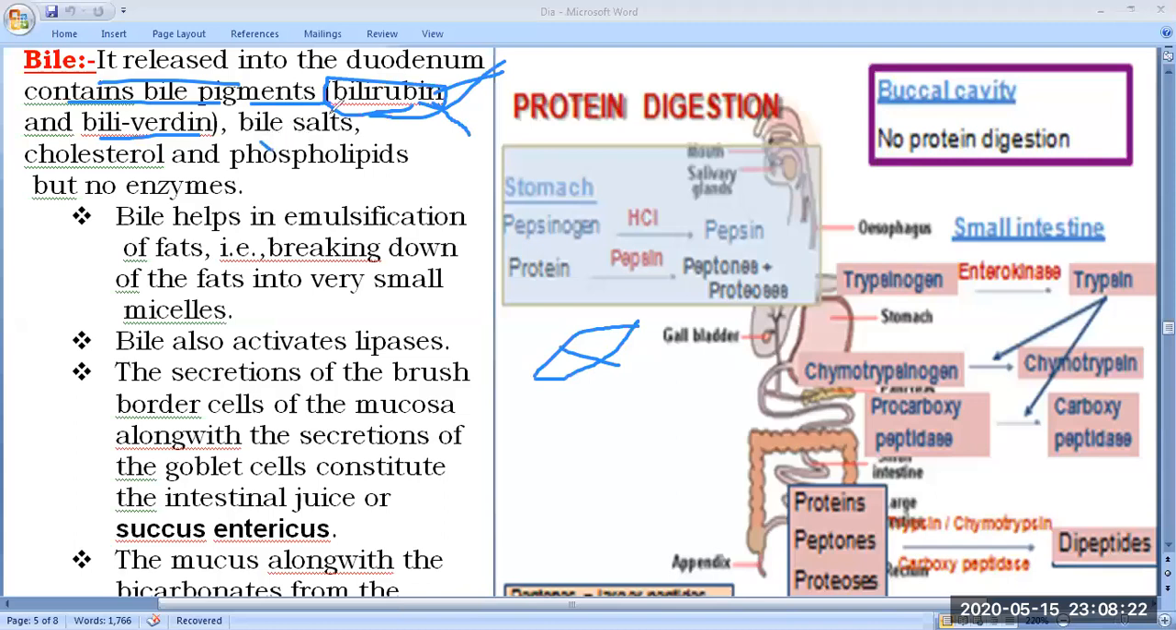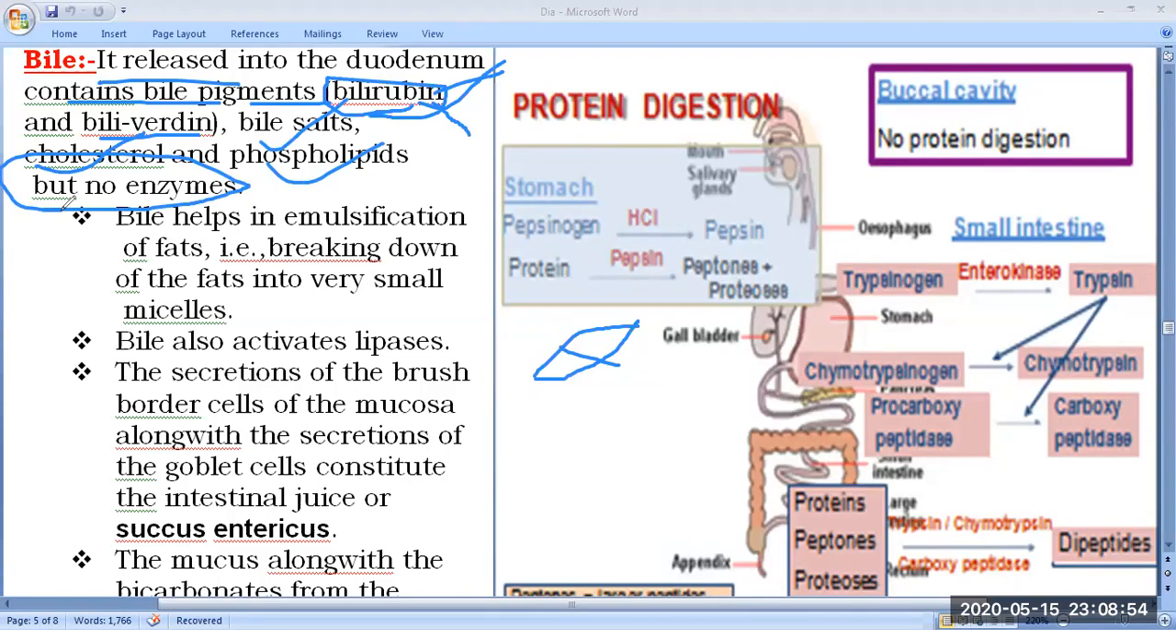Okay, and they have given the bile salts. You know bile salts are derivatives of steroids, and steroid hormones are also derived from cholesterol. Clear? Because every steroid hormone is derived from cholesterol, and bile salts are also derived from cholesterol. Then they have given cholesterol and phospholipid, but no enzymes in the bile juice. They have no enzymes, you should know.